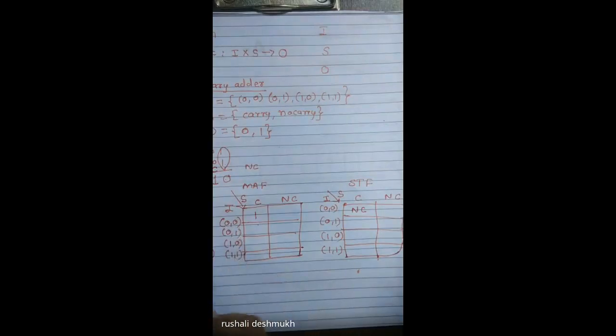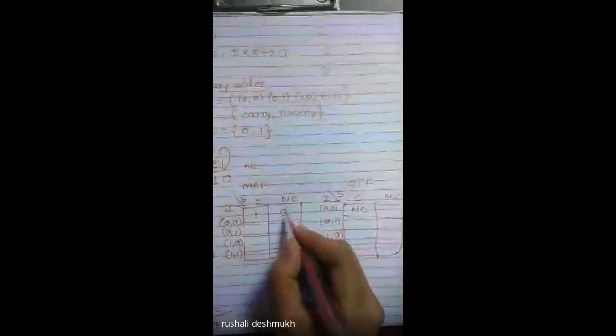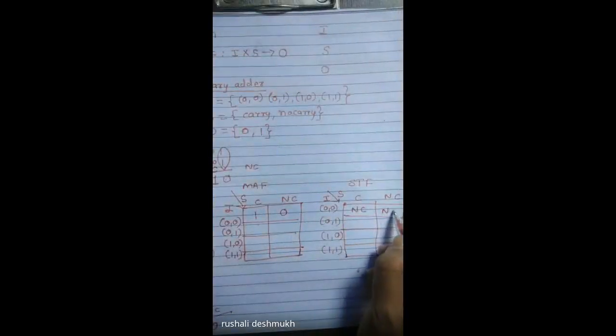If my current input is 0 0, now one by one you fill this. If my current input is 0 0 and the current state is no carry, what is the output and what is the next state? 0 plus no carry is 0, and there is no carry generated, so the state remains no carry. Is that clear? Can you fill the remaining entries and tell me? Please complete the remaining table.